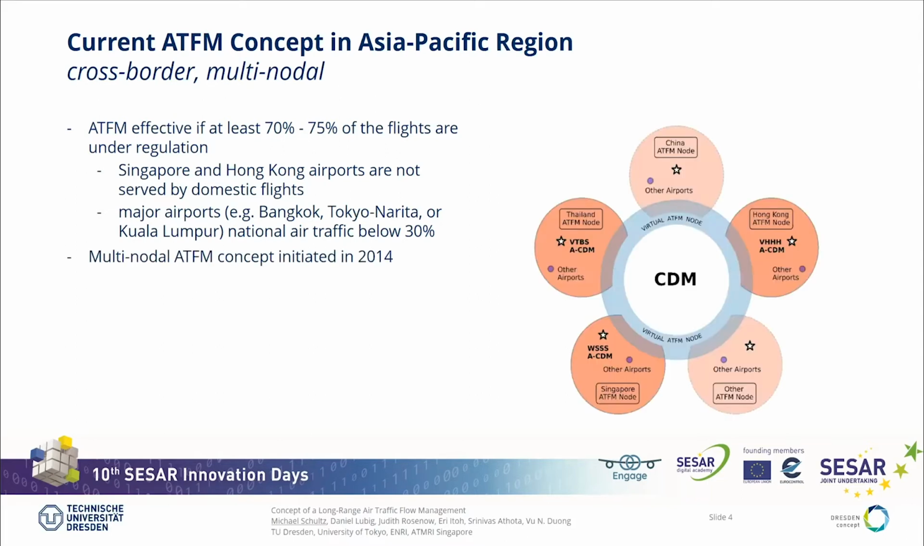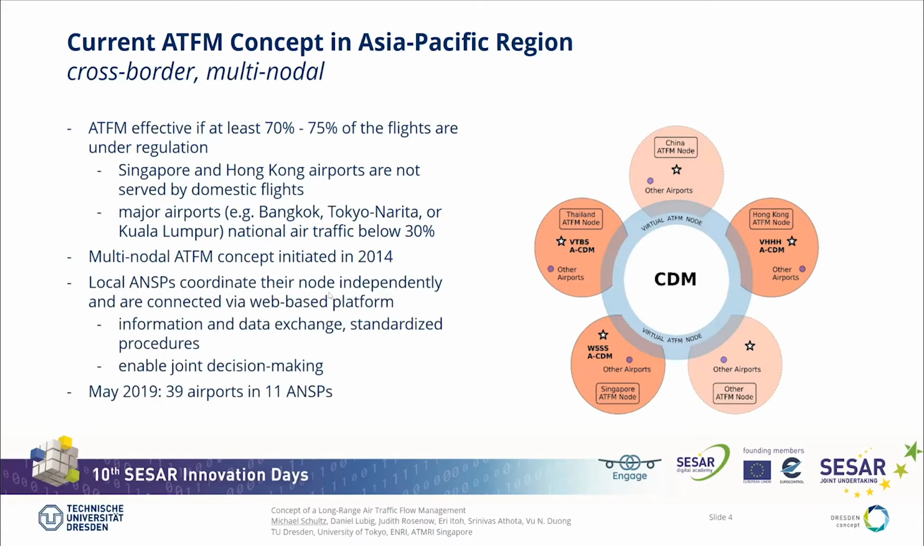And the idea is the multinodal ADFM concept, which was initiated in 2014. They were saying, okay, they are handling and coordinating their own node independently, and they are connected via a web-based platform. So there is a kind of information exchange between all these ENSPs, the navigation service providers. Their local decisions go together and then make some kind of collaborative decision-making in this big virtual ADFM node. So in May 2014, 39 airports and 11 ENSPs were part of this multinodal concept.